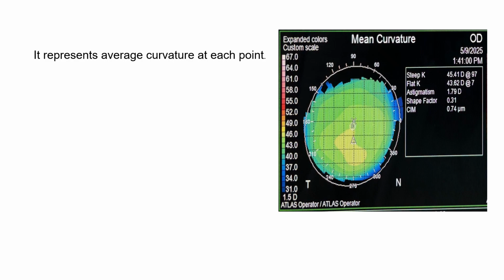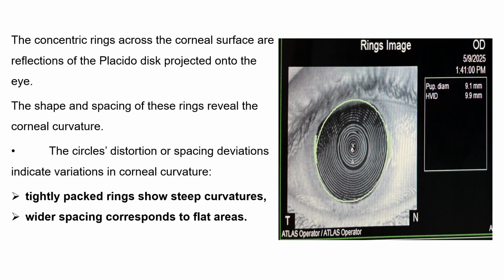Next is the mean curvature map. It represents the average curvature at each point of the corneal surface. Next is the rings image. As we have already seen, the Placido disc based system is the principle of corneal topography we are using. The concentric rings across the corneal surface are reflections of the Placido disc projected onto the eye. The shape and spacing reveal the corneal curvature. If these are tightly packed, that shows how steep the curvature is, and if these are wider, it corresponds to the flat areas.